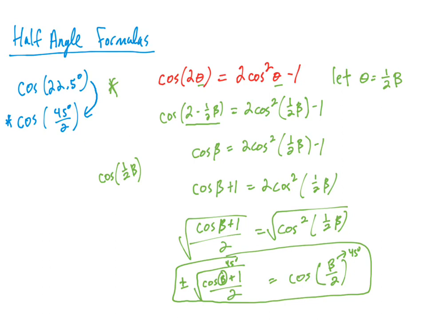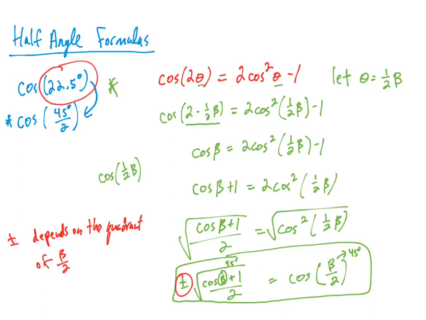Now, one note about the plus minus here. The plus minus depends on the quadrant of beta over 2. So suppose we were using 22.5. That's what we were trying to find. Well, 22.5 is in the first quadrant. Cosine is positive in the first quadrant. So if we were trying to evaluate cosine of 22.5, we would use a plus here. However, let's say we were looking for cosine of, I don't know, 157.5. Well, that is in quadrant 2. Cosine is negative in quadrant 2, so we'd use the negative.